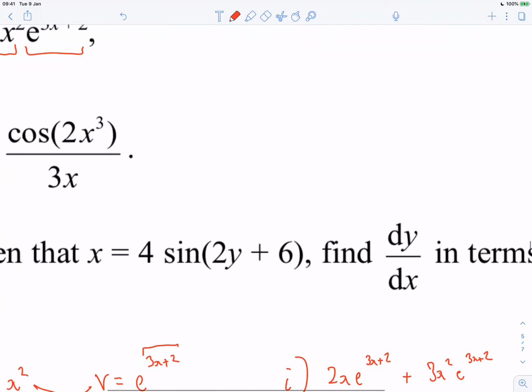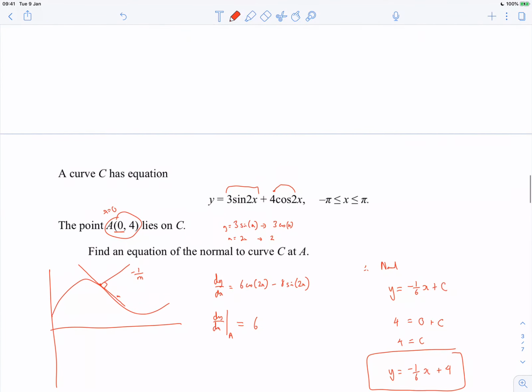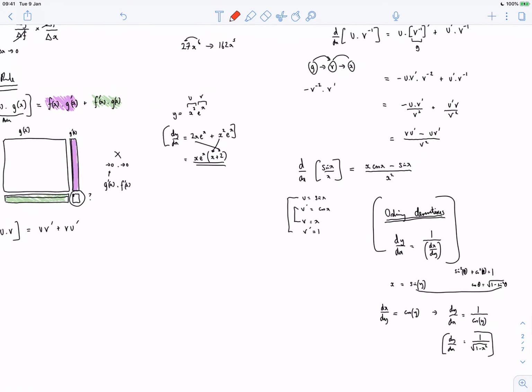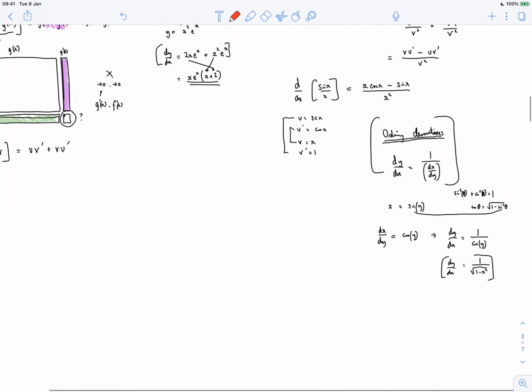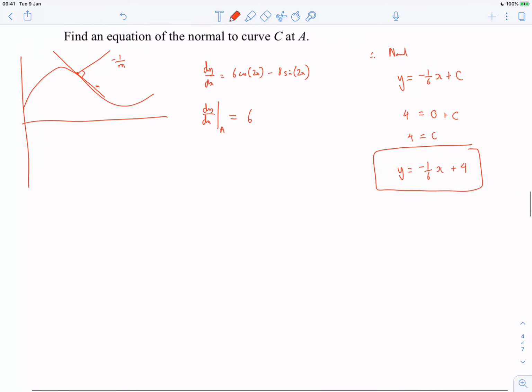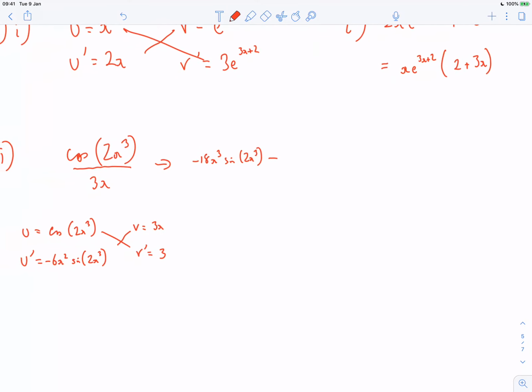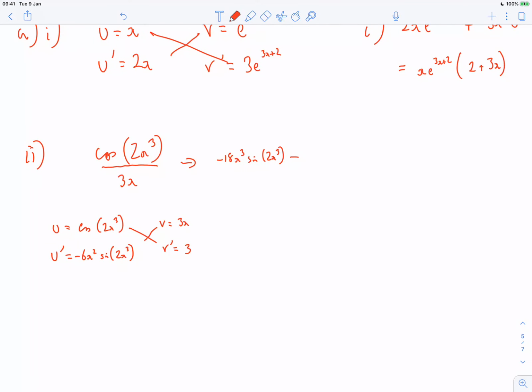Is that the right way around? I always forget. Pretty sure. Where is it? vu dashed, uv dashed. Yeah. Where am I? Yeah, no, I was doing the right thing. vu dashed minus uv dashed.